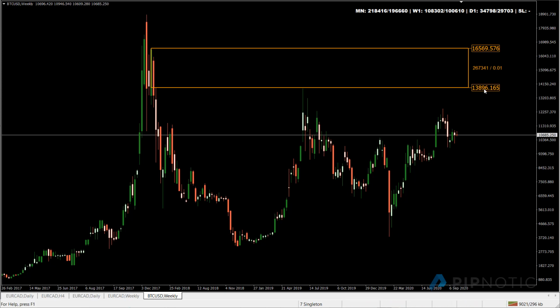So at the 13,896, the $13,900 mark, we're probably going to see a lot of selling begin to happen, because this is where people who got in down here are cashing in. The same thing down here, we spoke about this little area here where price was trading sideways for quite a significant period of time.